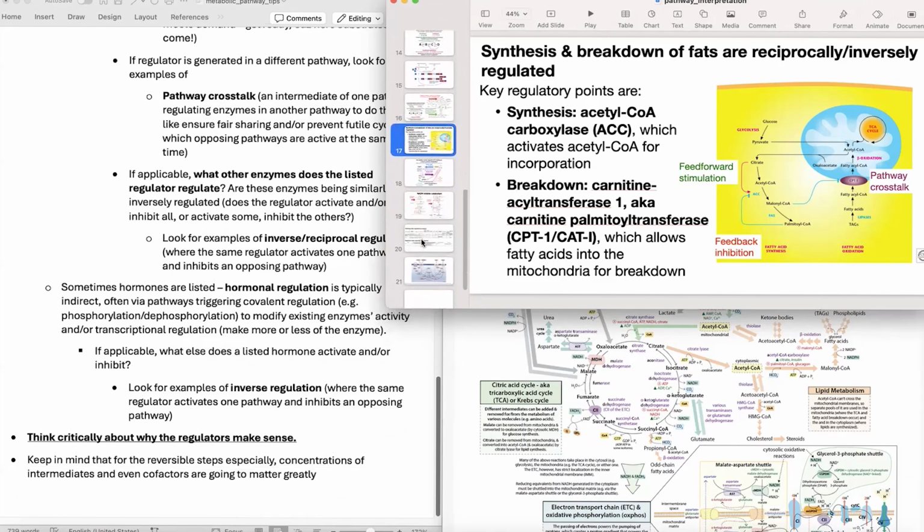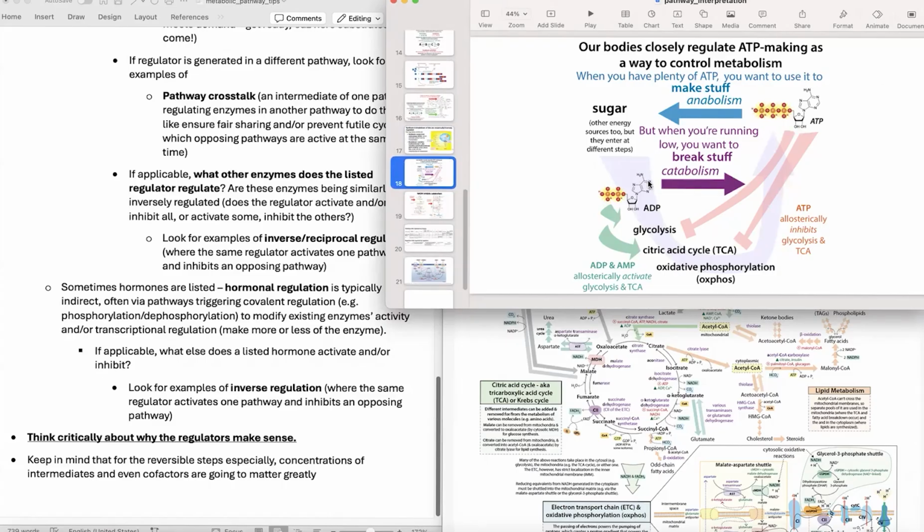Other examples of inverse regulation can be found with things like NADH and NAD+, as well as ADP, AMP, and ATP. So ATP is going to allosterically inhibit glycolysis and the citric acid cycle. So stop making more ATP. We've got plenty. Let's instead go and use this ATP that we're making in order to help us make other useful things. And if we're using a lot of ATP, what we're left with is ADP and AMP. And those are going to allosterically activate glycolysis and the CAC so that we can then start running the pathway.